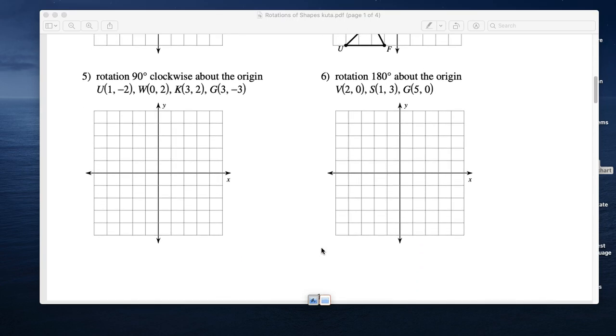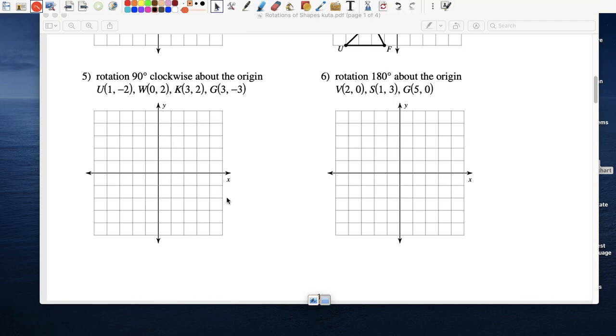We are rotating this clockwise, so again about the origin, so around the origin right here, and it's going to go this way. So all the points, because it's a 90-degree rotation, wherever they are, they're going to shift over one quadrant clockwise. So point U, let's start with U. 1 and -2. So that's right here. Point W is 0 and 2.